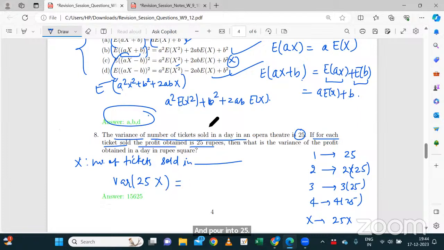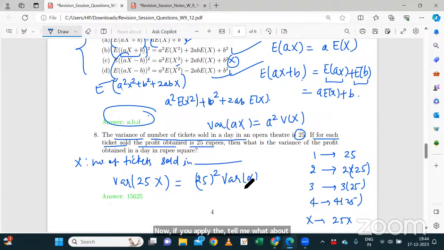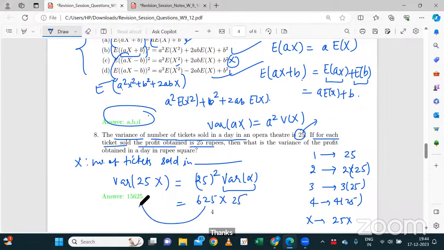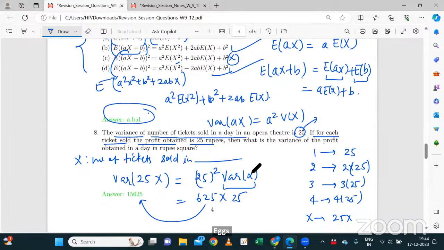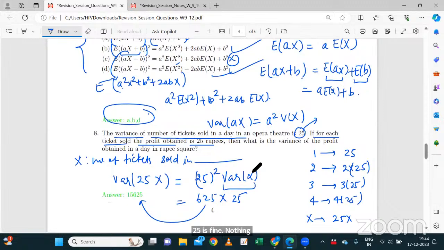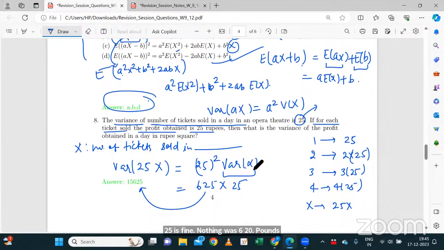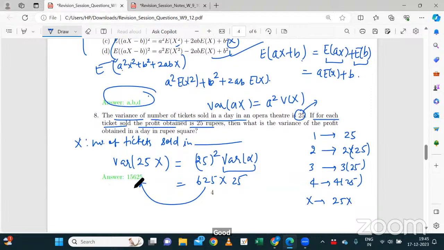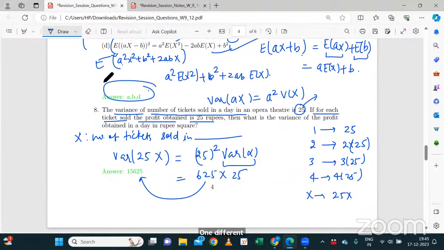Now tell me, what about variance of A times X? It is A square into variance of X. So it will be 25 square variance of X. 25 square is 625, and the variance of X is given to us as 25. So this is 15,625. Clear? Sir, if you do it like variance of x plus x plus x, 25 times, that is also correct, you can do it. Sir, are the events independent here or not? No, they are not independent.